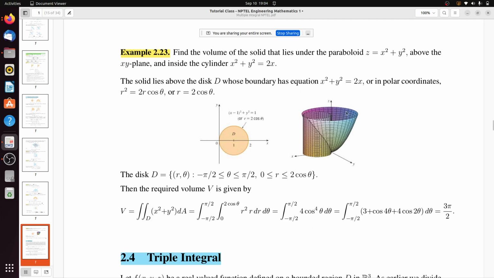How do you want to determine this? See, this is a bit complicated problem. So the solid lies above the disk D, whose boundary has equation x square plus y square equal to 2x. In polar coordinates, r square equal to 2r cos theta, or r equal to 2 cos theta. So r lies between 0 to 2 cos theta, and theta lies between minus pi by 2 to pi by 2.